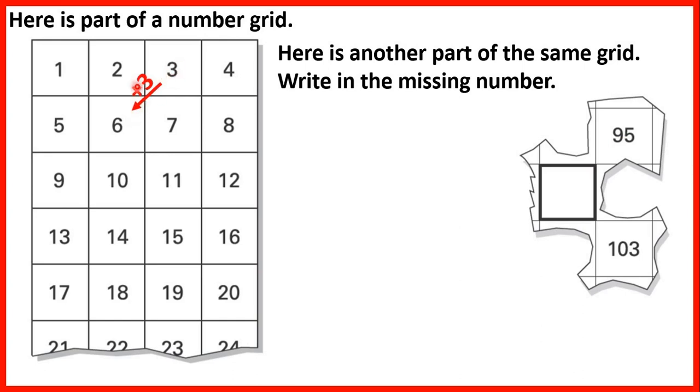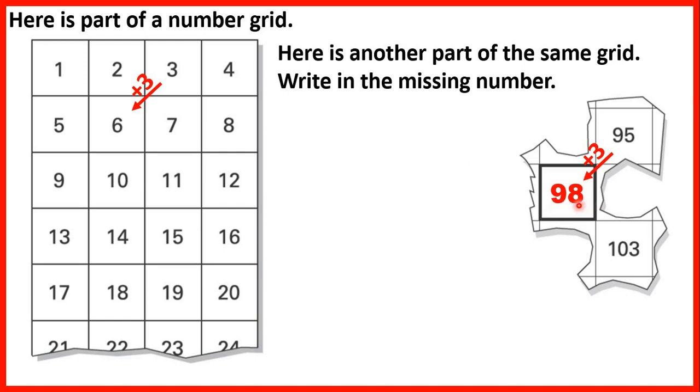So 3 plus 3 is 6, and that rule applies no matter where on the chart we are. So for example, 12 plus 3 is 15, or 10 plus 3 is 13. So we just need to work out 95 plus 3. So our answer is 98.